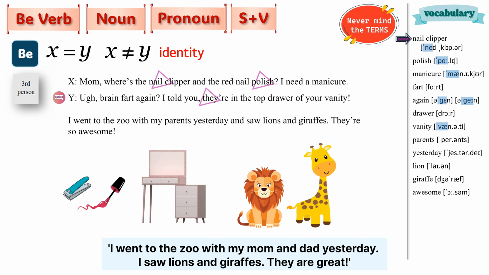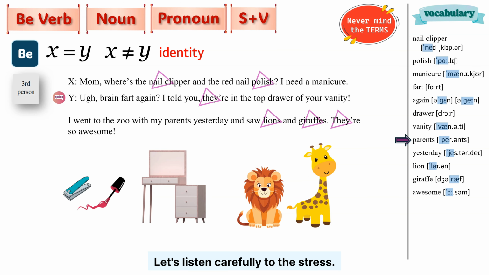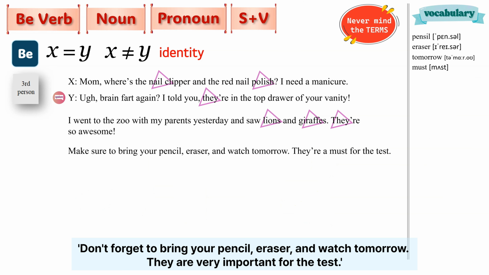I went to the zoo with my mom and dad yesterday. I saw lions and giraffes. They are great. Now it's easy to see how these two nouns are replaced by a pronoun. Let's listen carefully to the stress. I went to the zoo with my parents yesterday and saw lions and giraffes. They're so awesome.